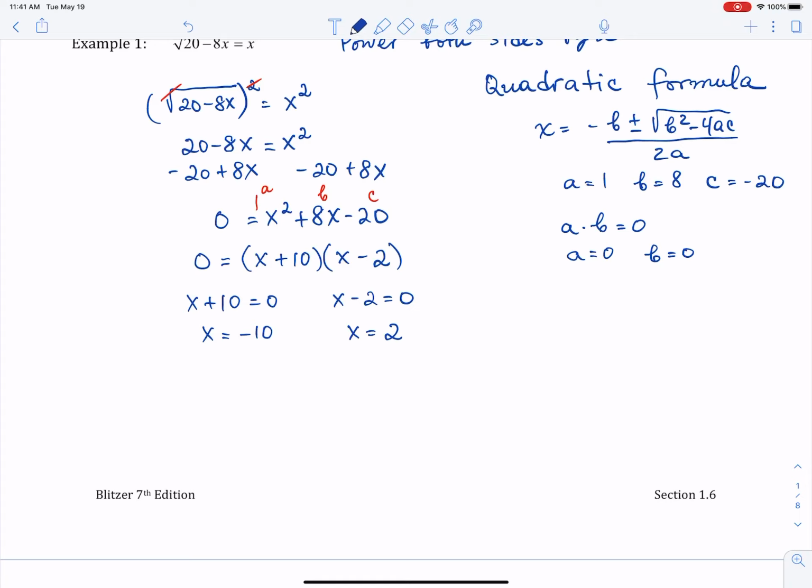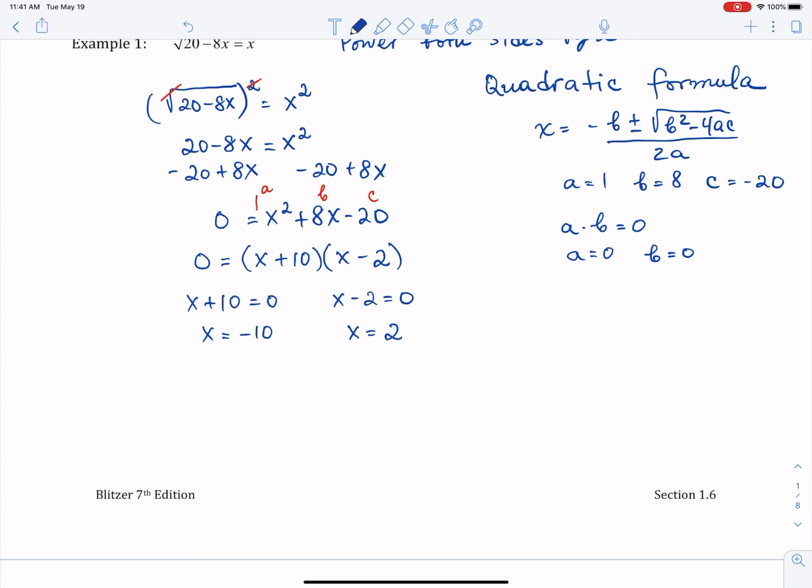This way we eliminate the root. So that would be x plus 10. Now, x minus 2 squared is the same thing as x minus 2 multiplied by itself. Notice that x minus 2 squared is not equal to x squared minus 2 squared. In fact, it's equal to the entire x minus 2 times by itself.